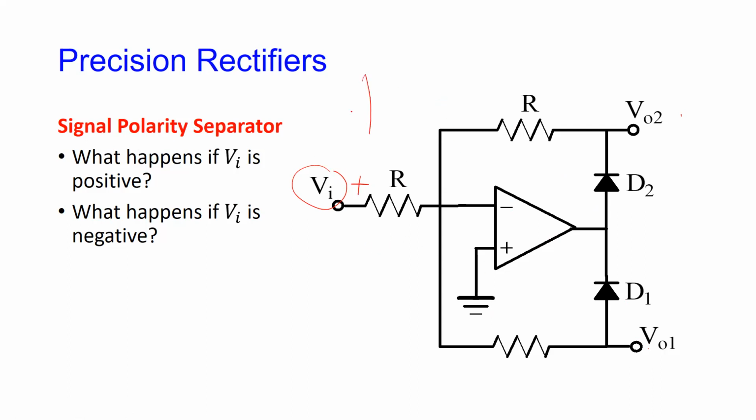So if you have a signal looking like this, then what's going to happen is that on one of the outputs you're going to get an output, either the lower half or the upper half. So you can use it accordingly, depending on what you're looking for. All right. It's a polarity separator. It's a type of precision rectifier because these amplitudes here can be less than 0.7 volts.